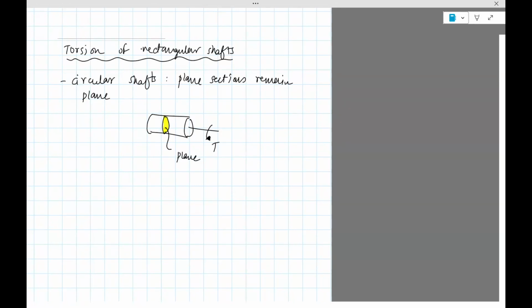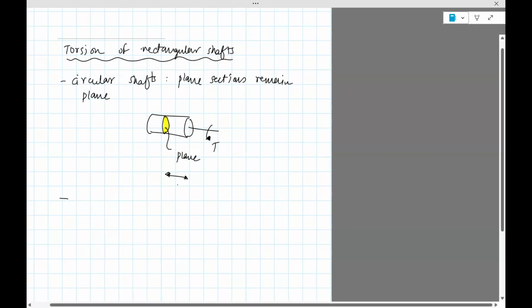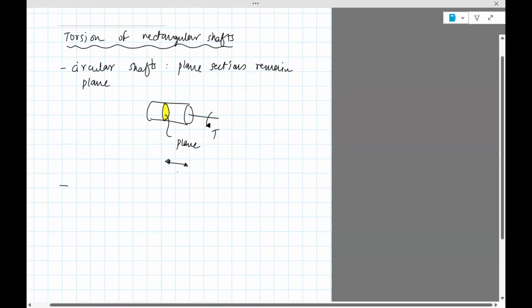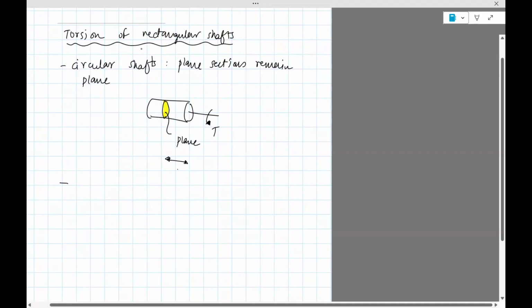It will not deflect in this direction. There will be no deflection in the direction normal to it. So it's a nice thing. It won't induce stresses in the direction other than along its own axis. Now, if you have a rectangular shaft, however, plane sections do not remain plane.